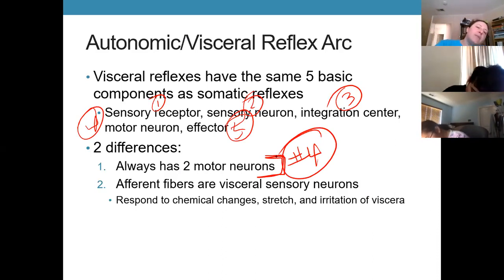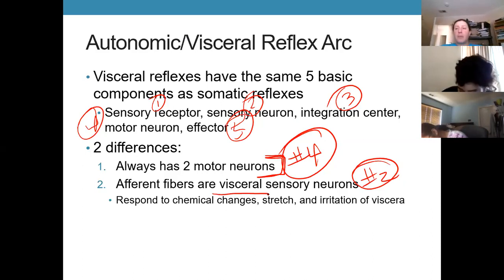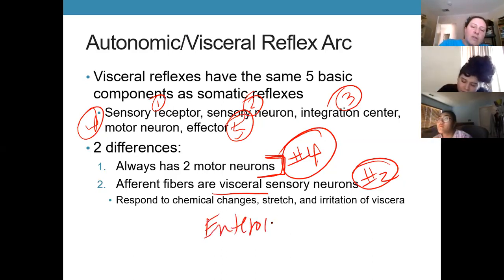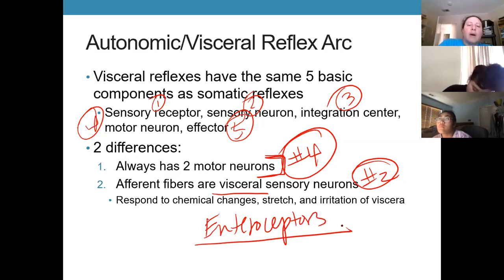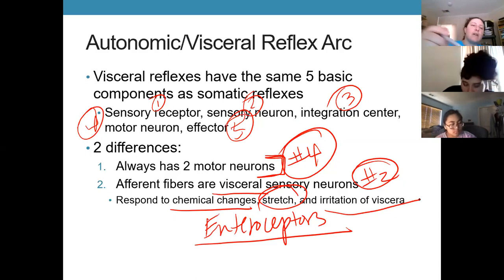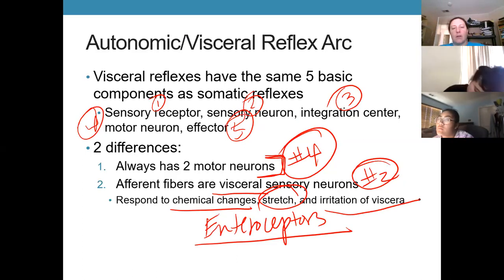And the afferent fibers that are typically playing the role of sensory neuron are usually visceral. So we're not responding to the same types of stimuli here. We're responding to almost always enteroceptors, and they're monitoring internal changes. So maybe it's chemical changes in the blood, maybe it's stretch of hollow organs or irritation of the viscera. Things like that are going to be what trigger the sensory receptors and send information up the sensory neuron. So we're going to look at just two examples.